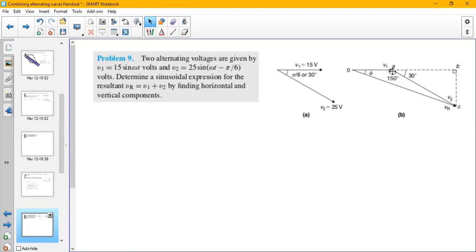What we've got to do is find the horizontal and vertical component of V1, horizontal and vertical component of V2, and then we can add the two horizontal components together, the two vertical components together, and get the resultant.